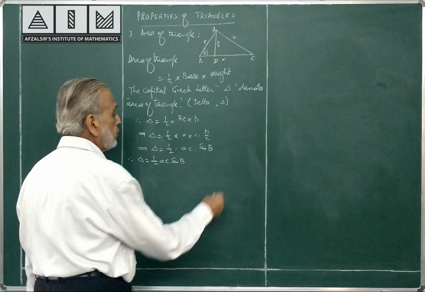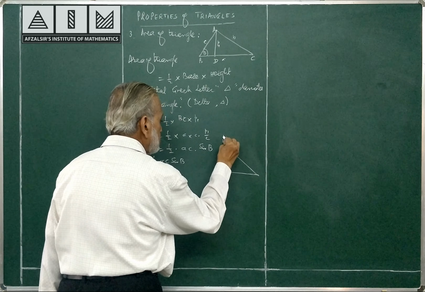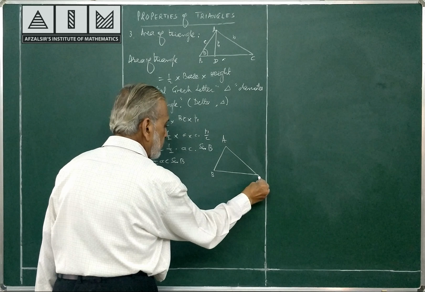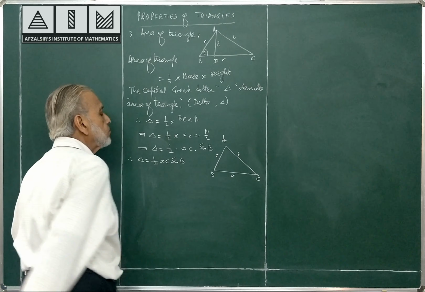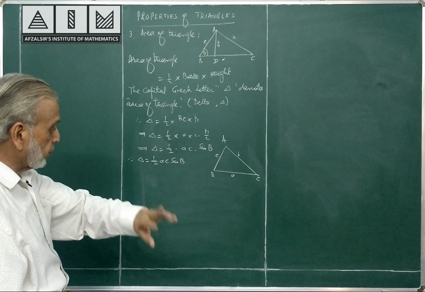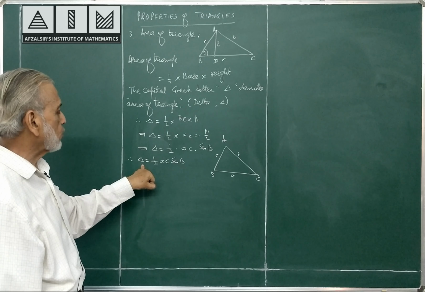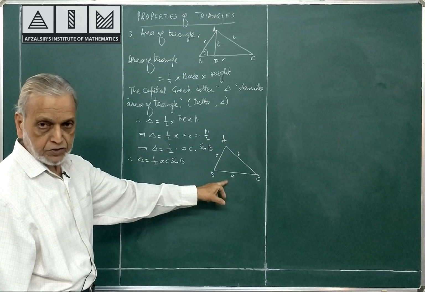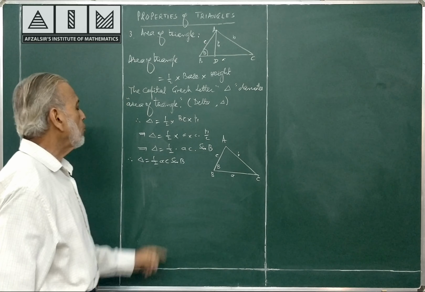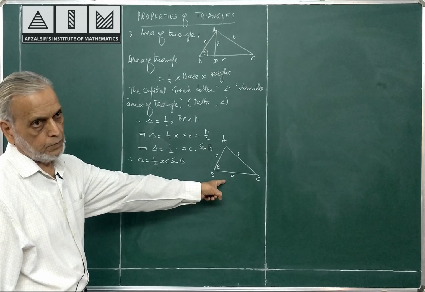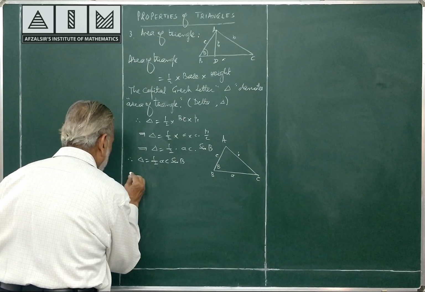It can better be understood in the figure itself once again. This is A, this is B, this is C, capital letters, angles, small letters. 1 by 2 AC sin B. So, area of triangle is equal to 1 by 2 product of two sides and the sine of the included angle. 1 by 2 AC sin B. Product of two sides, sine of the included angle. It will be clear once again when I write similarly.